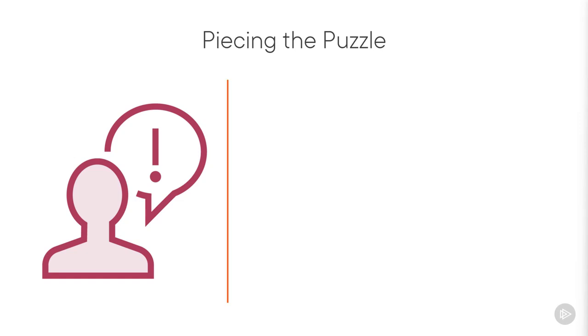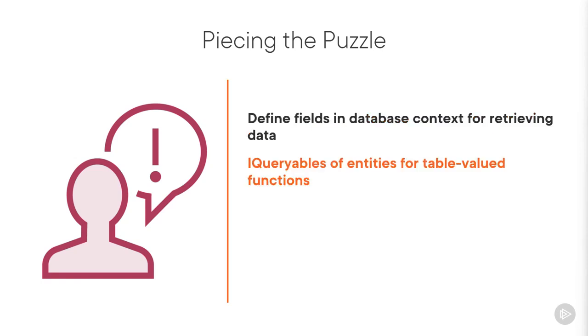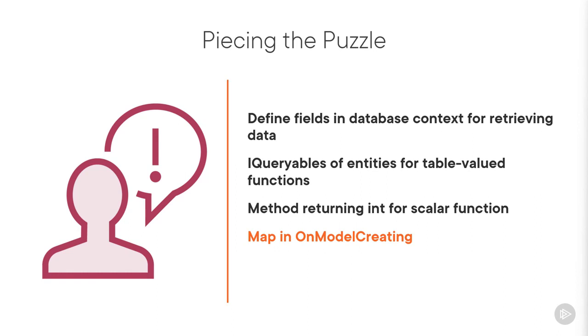So in order to map our user-defined functions, we first need to define fields in the CraftRock database context for retrieving data. We also did this for fetching data from tables and views by creating database sets containing the entities that were mapped to these. But for user-defined functions, we need to do things a little differently. For those, we'll instead define IQueryables to contain the entities that will map to the two table-valued functions and a method that returns an int for the scalar function. And then we'll map those in the OnModelCreating method using the HasDbFunction method.